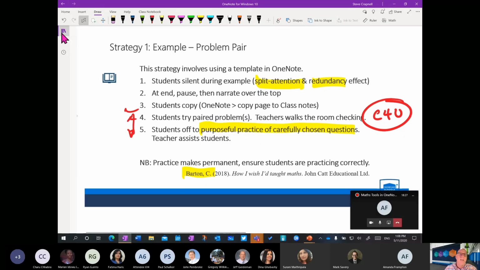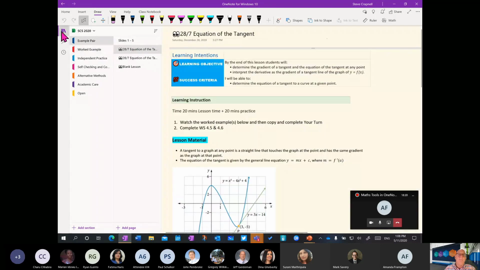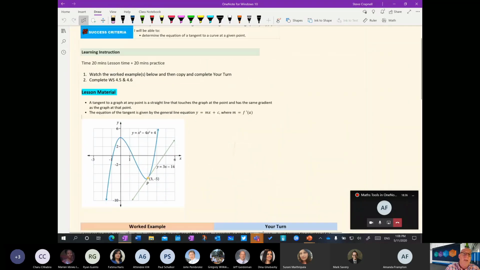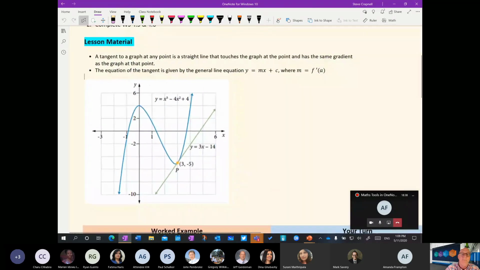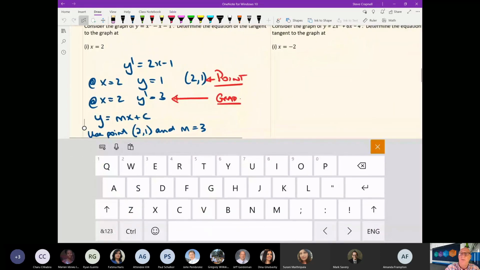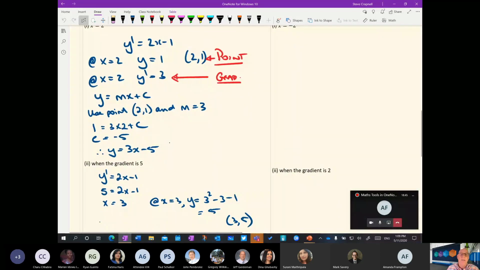So let's have a look at how that looks in my classroom. Here's the template, and it's the same template pushed out across all my maths classes. Objectives, criteria, instruction, that would be my teaching material for the day. And then this is me. I work through my example, I then narrate the example.